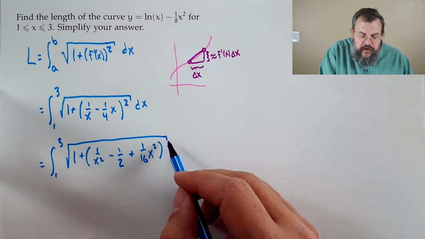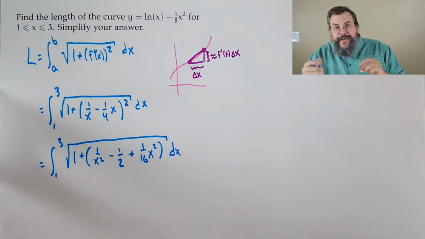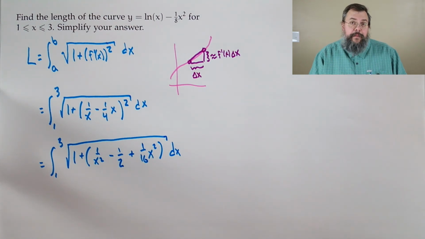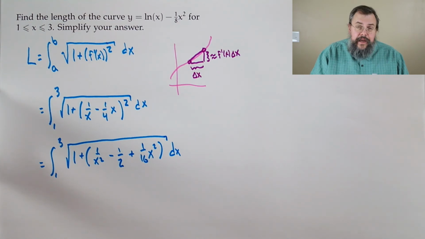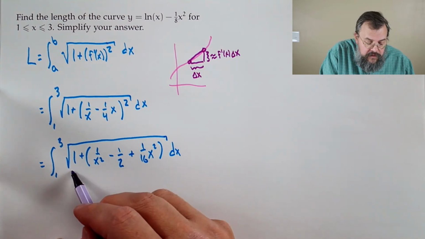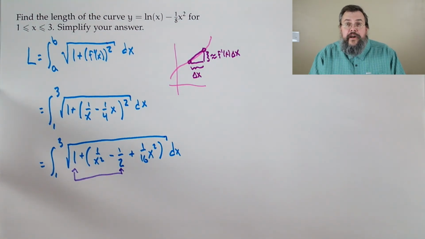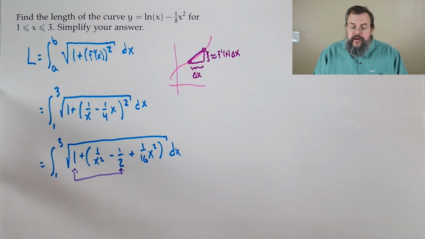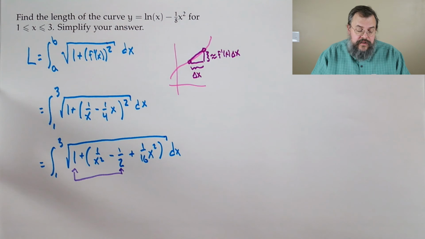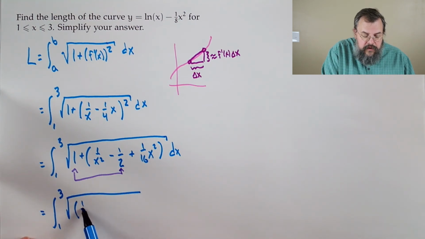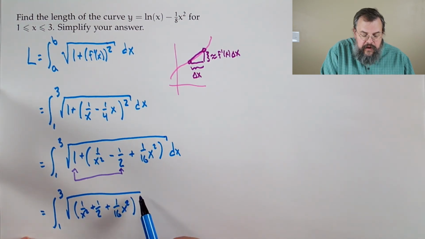Now, if you've lived a good, clean algebra life, which of course we have, and we always strive to do that, then something nice should happen. And here we see, hey, something nice is happening. This 1 combines with that minus a half, in a very nice way, so that the minus a half now becomes plus a half. So it's sort of a small change. So 1 to 3 square root of 1 over x squared plus a half plus 1/16 x squared dx.